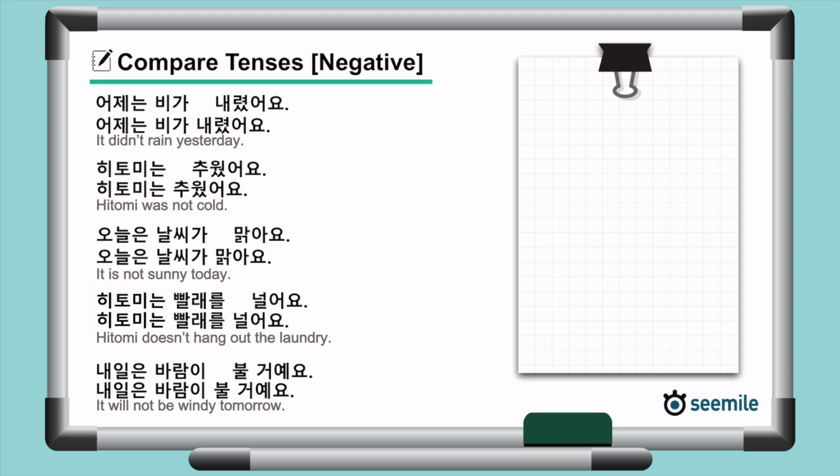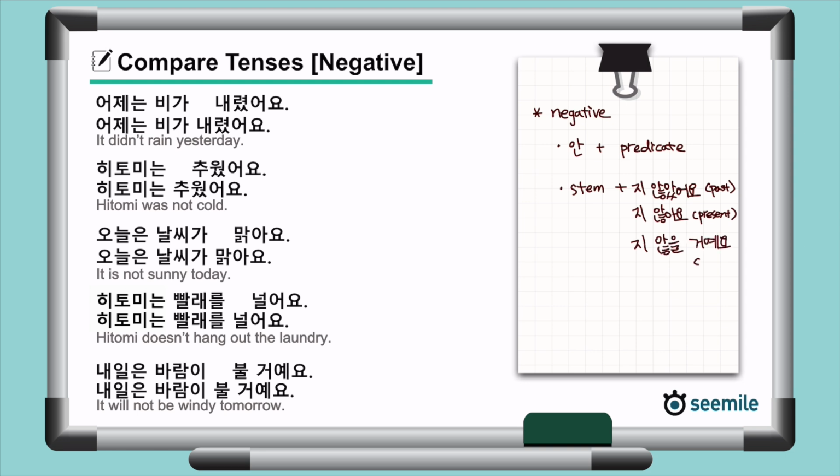Now let's review how to create negative sentences in those same tenses. One easy way was to just add 안 in front of the verbs or adjectives regardless of the tense. Another way was to use 지 않다 ending. For the past sentence, 지 않았어요. The present, 지 않아요. And the future, 지 않을 거예요 is attached. Notice how this is applied in the following video.